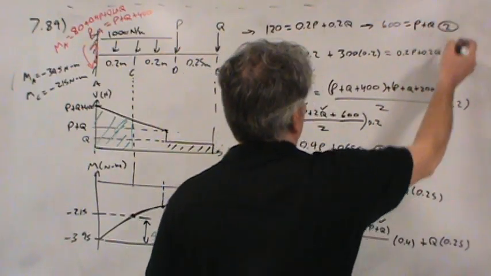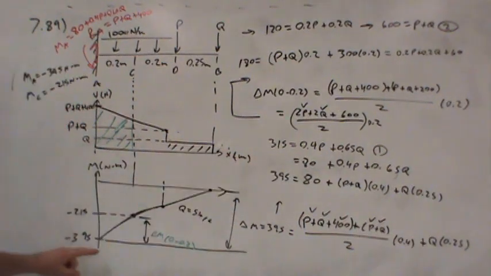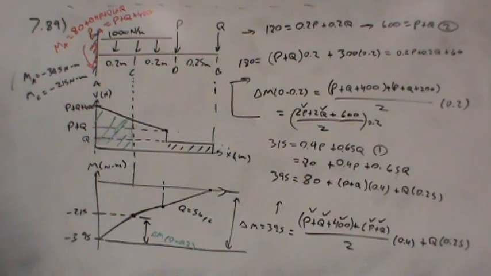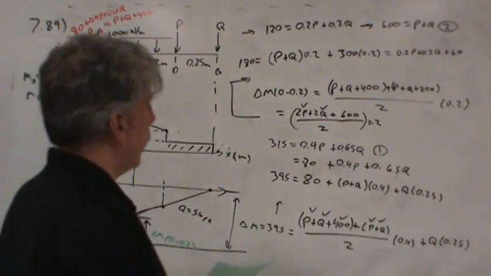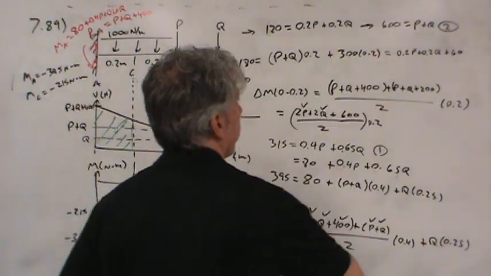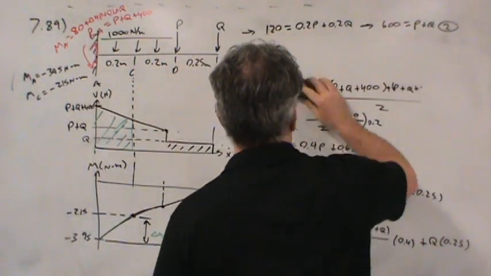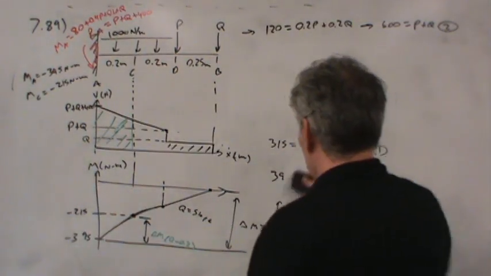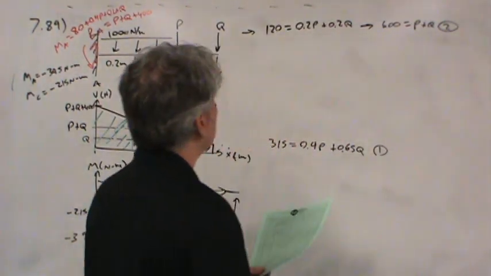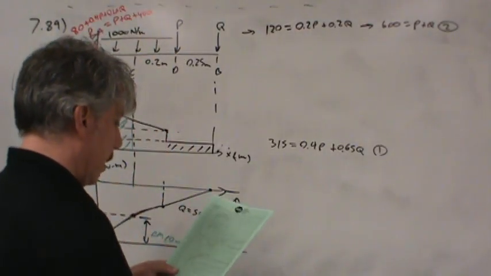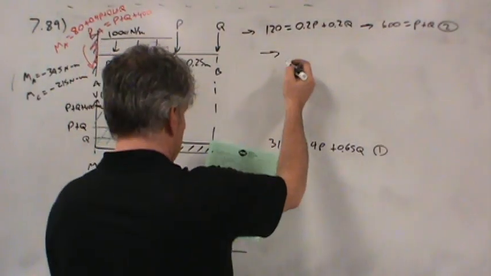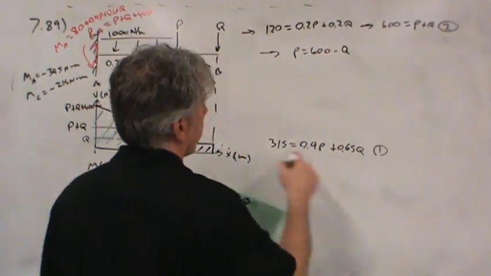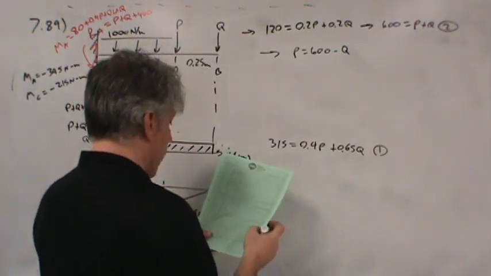Now this is our second equation. Notice the first equation came from information they gave us about point A. The second equation came from information they gave us about point C. We don't really care about anything else. All we really want is equations 1 and 2 so that we can solve them as 2 equations and 2 unknowns. We just care about getting to this point. So, continuing with equation 2, we'd have P equals 600 minus Q, which we can then plug into equation 1.